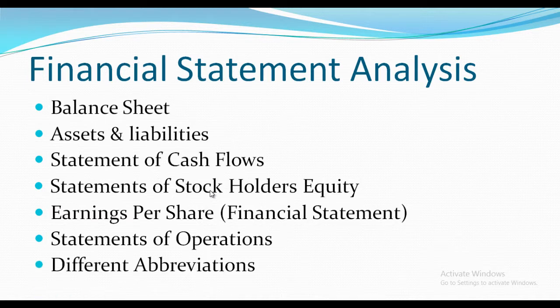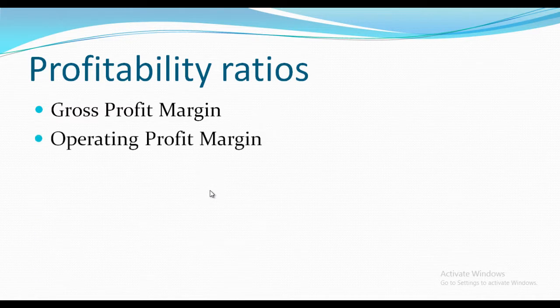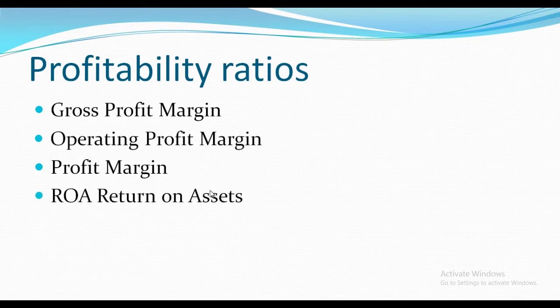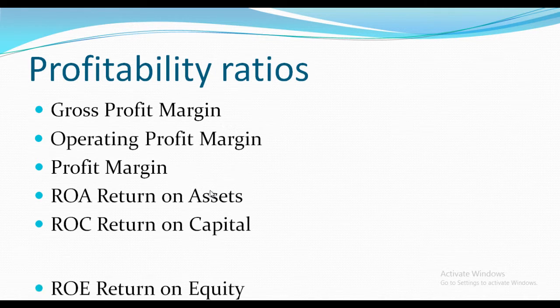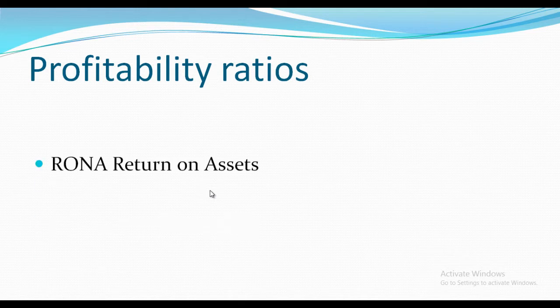Then we discussed different abbreviations. The first ratios that we discussed was profitability ratios. In it, we discussed gross margin ratios, operating margin ratios, profit margin, ROA, that is return on assets, ROC, that is return on capital, ROE, that is return on equity.